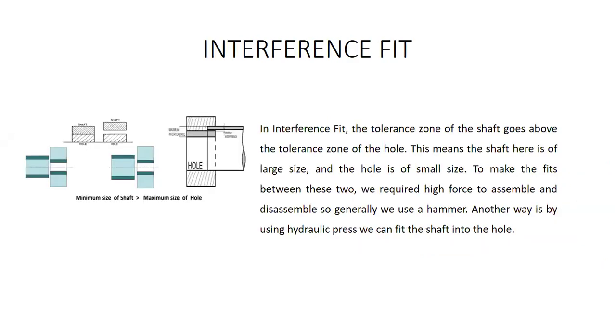Next one is an interference fit. Here the size of the hole is smaller compared to the size of the shaft. So here we require excessive force to insert the shaft into the hole. With the help of a hammer or sometimes a hydraulic press, we can forcefully fit the shaft into the hole. This type of joint we call a tight joint or press fit joint, interference fit.